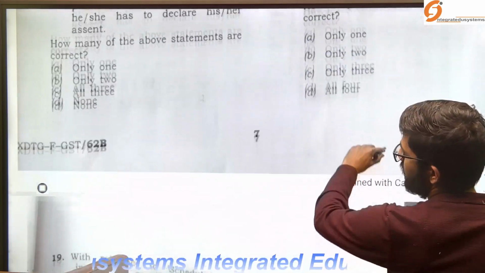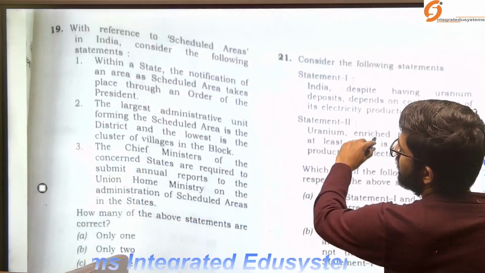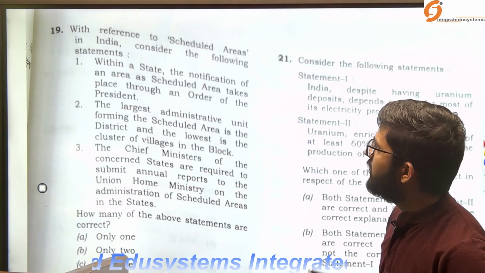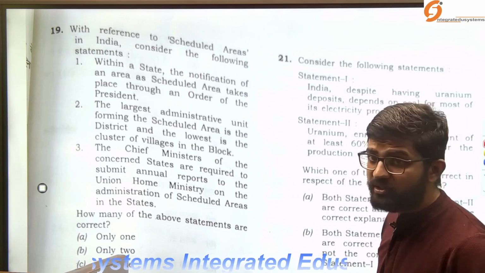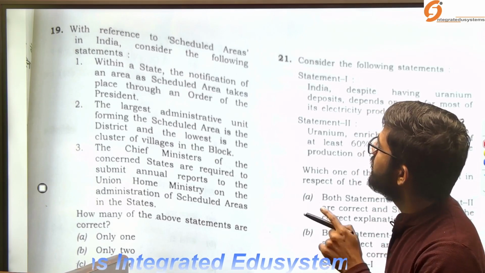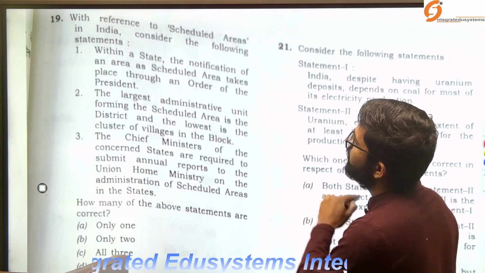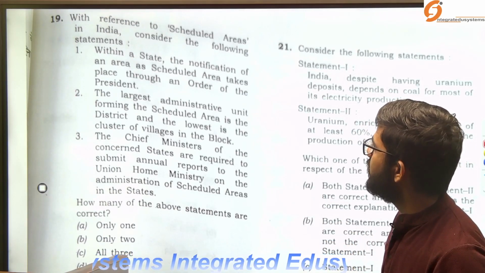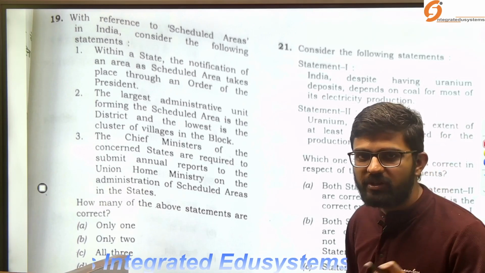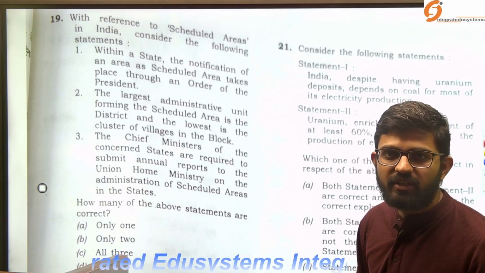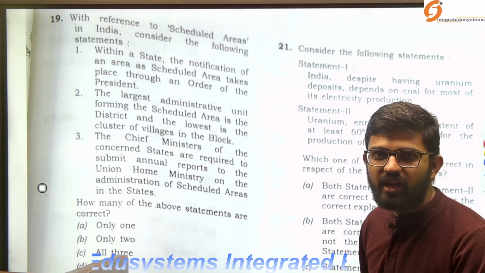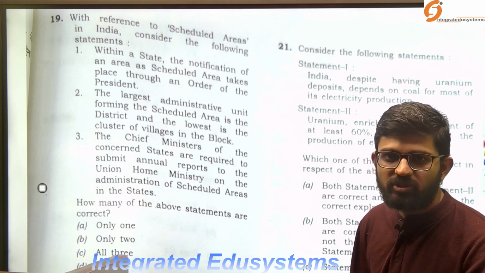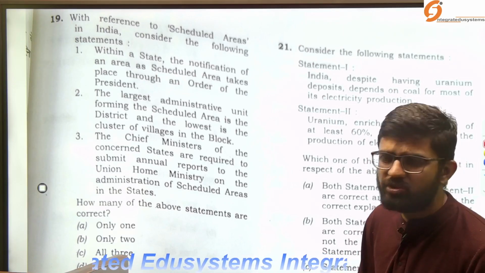Next, come to the next question. With reference to scheduled areas in India, consider the following statement. It is one of the most interesting questions. See the statements over here. Within a state, the notification of an area as scheduled area takes place through the order of the President. That is right. We understand that with respect to declaring a scheduled area, it is the exclusive power of the President and it gives certain responsibility to the governor. It is basically a constitutional question.